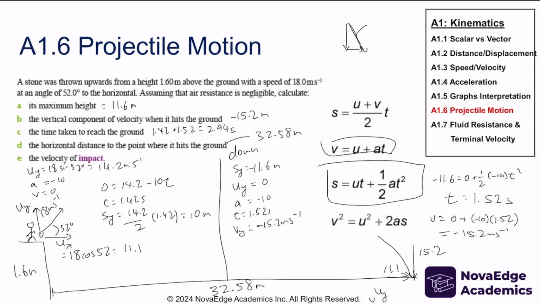Okay, this is what we want. This is 15.2, 11.1. So this is naturally the square root of 15.2 squared plus 11.1 squared. That's going to be equal to 18.82 meters per second. That is the final answer to E.